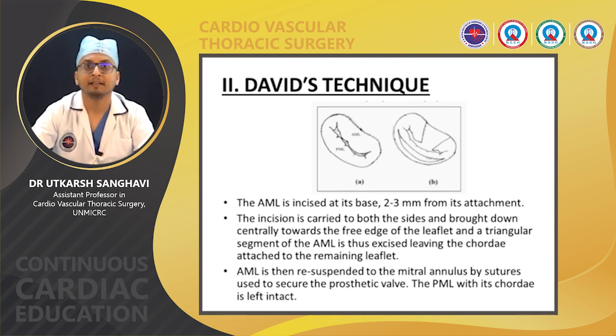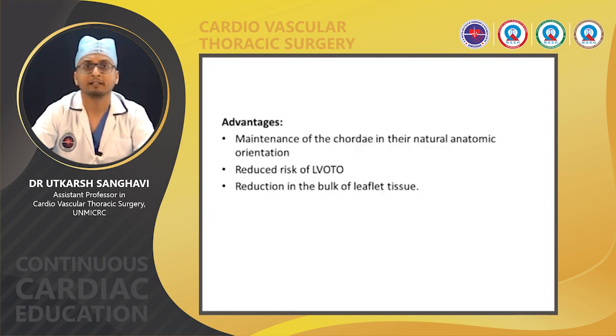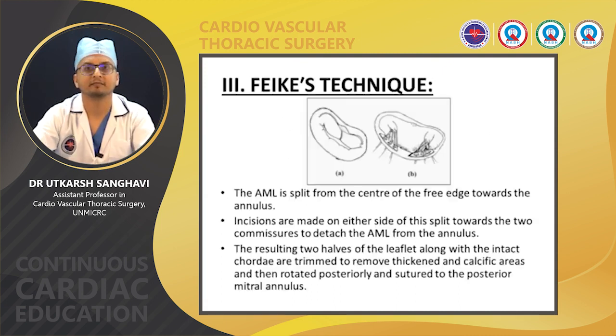And then the remaining AML is resuspended to the mitral valve annulus by the sutures used to secure the prosthetic valve, and the posterior mitral leaflet with its chordae is left intact. So what are the advantages of David's technique? It maintains the chordae in the natural anatomic orientation. It also reduces the risk of left ventricular outflow tract obstruction and also reduces the bulk of the leaflet tissue.